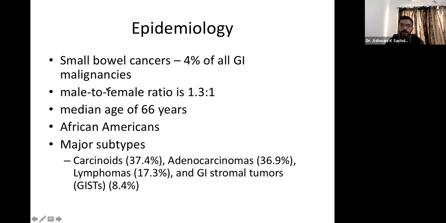So small bowel neoplasms account for about 4% of all GI malignancies. They are slightly more common in males, the median age is about 66 years, and they are more common in African Americans. Among small bowel tumors, the most common are carcinoid tumors, with a prevalence of about 37%. Then adenocarcinoma, third is lymphoma, and fourth is GIST or other tumors. So the most common, if it is asked, is carcinoid tumors.